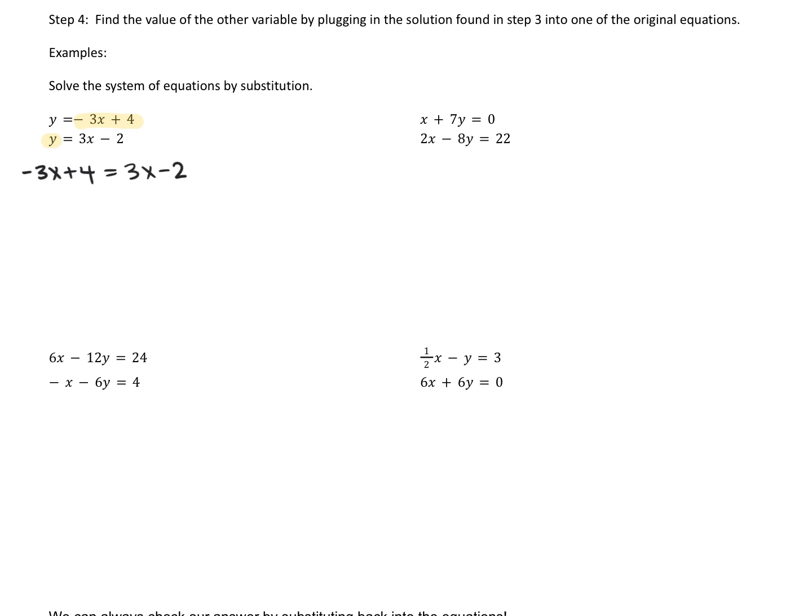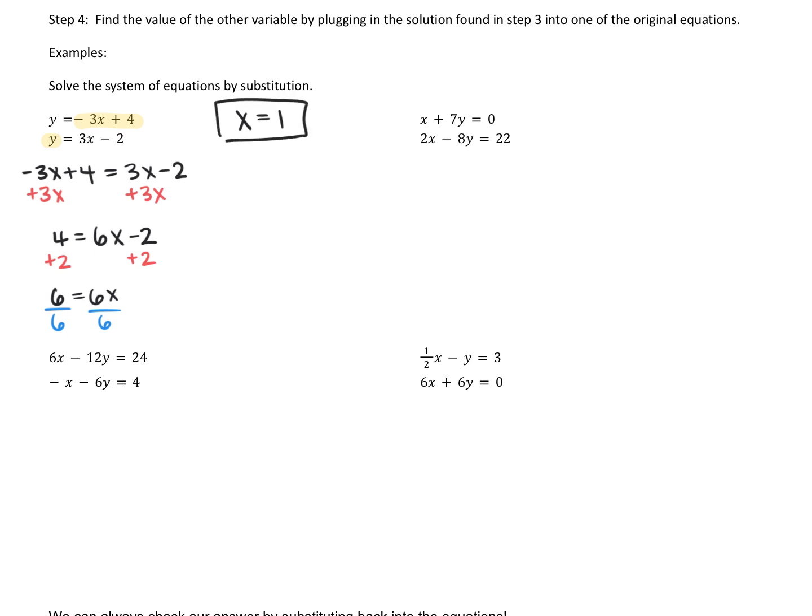And now I'm just solving a linear equation. So I'm going to add 3x to both sides. So we get 4 equals 6x minus 2. Now I'm going to add 2 to both sides. So we get 6 equals 6x. Divide both sides by 6, and we get that x equals 1.